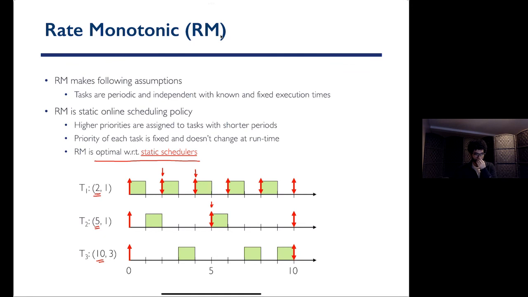And as you can see, RM is able to produce a feasible schedule for this workload. And I only needed to show you all the way to time 10, because after this, it repeats itself, right? Because 10 is the common multiple of 2, 5, and 10. So if I do the scheduling all the way to time 10, then it will just repeat itself.